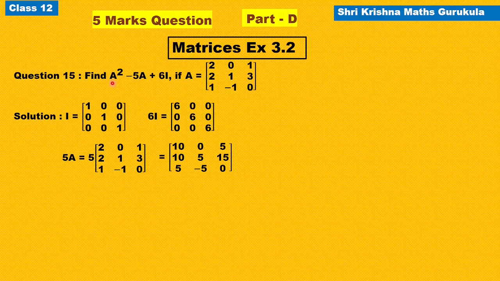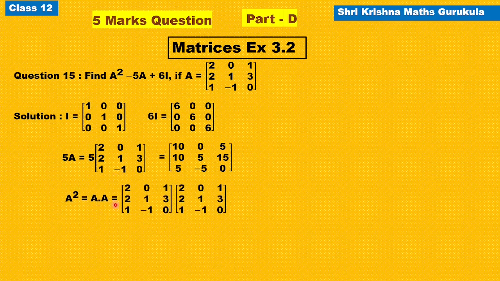Now we have to find A square. That is, we will multiply matrix A with itself, that is A into A. So I have written matrix A into matrix A. Now we shall consider first row and multiply with the corresponding terms of the first column. Then we'll proceed to multiply with the corresponding terms of the second column and finally with the third column.